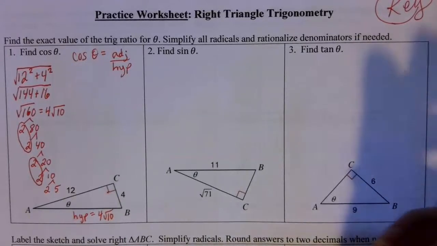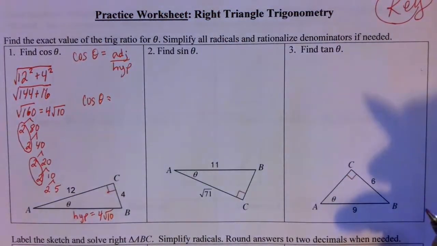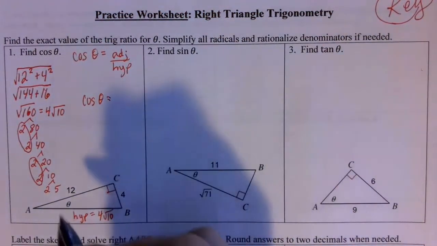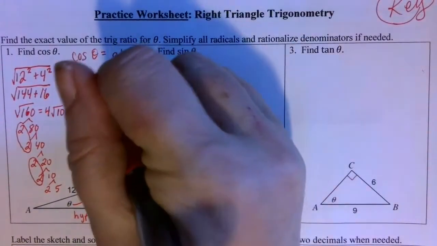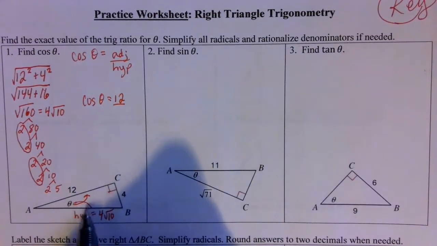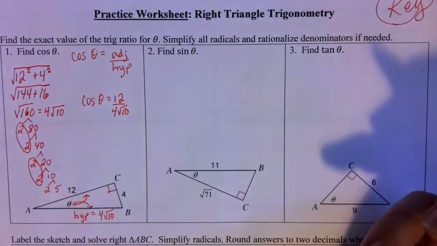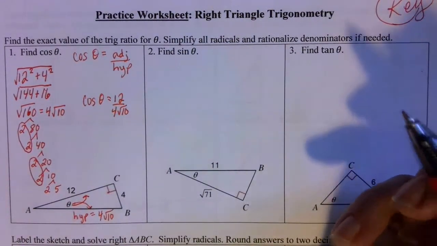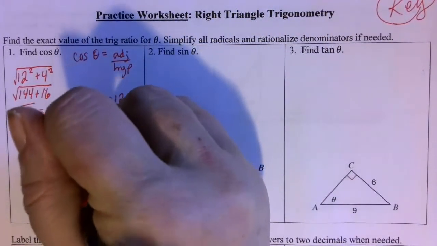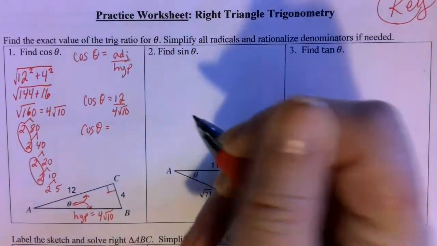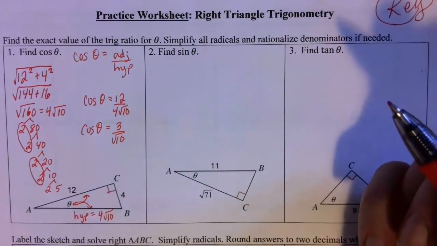So now to find the cosine ratio for the angle theta, I'm going to need the length of the adjacent side, which is the side attached to theta, and that's 12. That's divided by the length of the hypotenuse, which is 4 square root of 10. And then I want to reduce that fraction and rationalize the denominator. So the cosine of theta will be 3 over root 10 when I simplify the 12 and the 4.